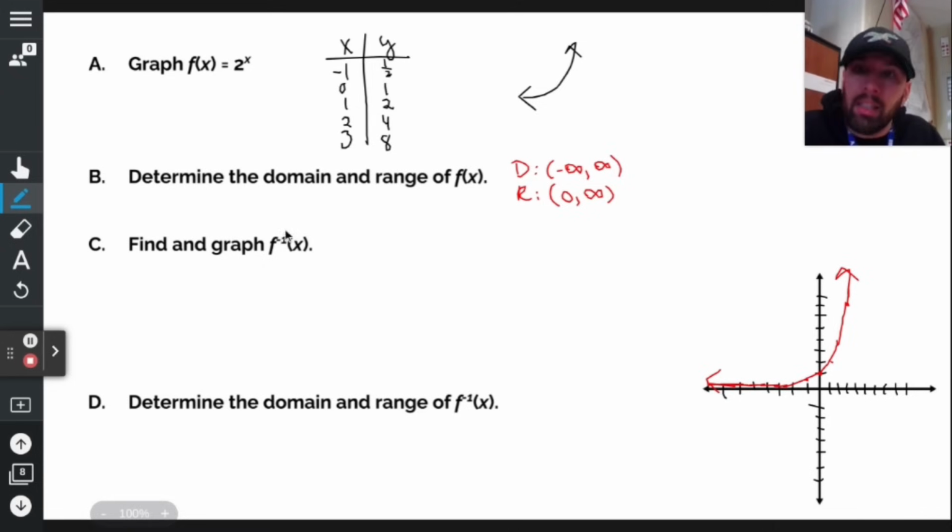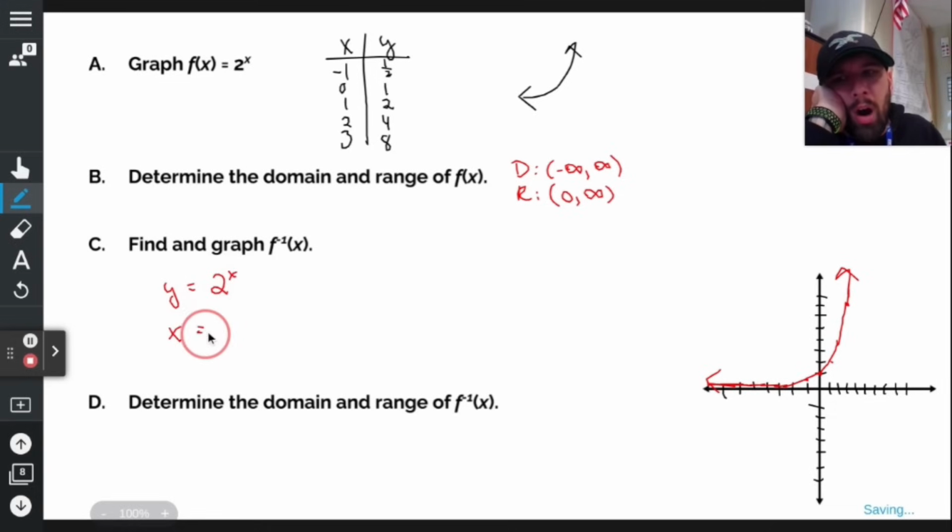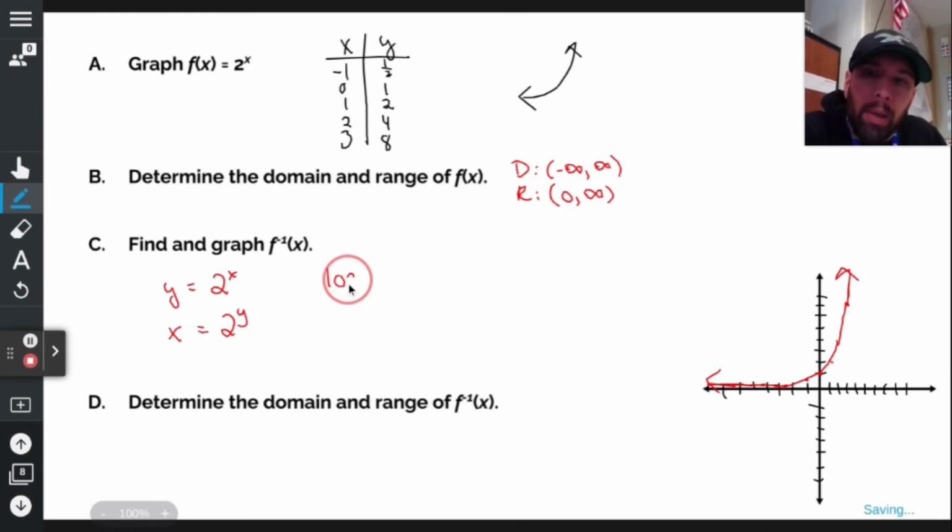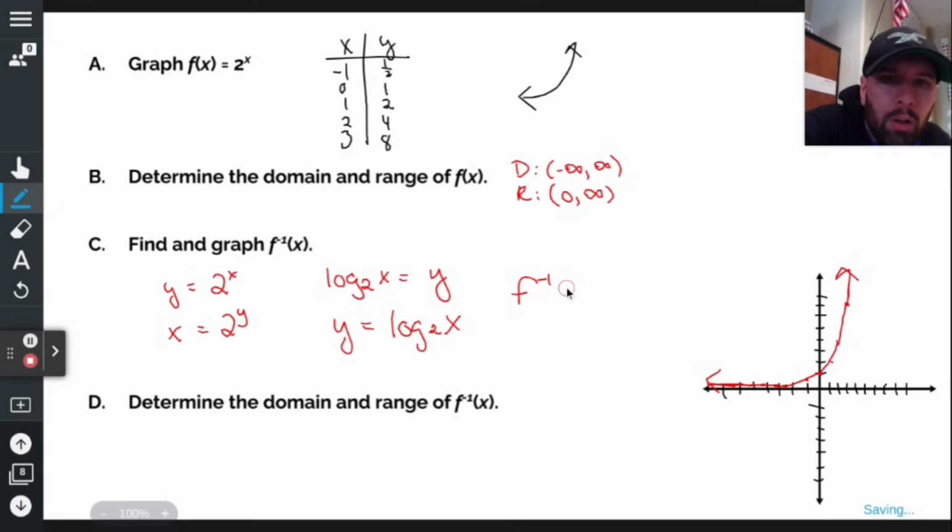Now, find the inverse of f. So that's fine. I will call it y just so I can swap it out. So I have 2 to the x. Step number one is you swap your x and your y. So I have 2 to the y now. In order to get y all by itself, I have to log base 2 both sides. So that gives me log base 2 of x equals y. Or you could just rewrite it in exponential form, whatever works. Let's flip this over. y equals log base 2 of x, and let's call it f inverse instead of y. So f inverse is going to be log base 2 of x.